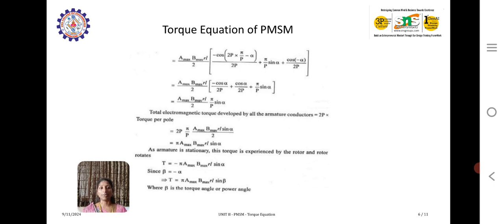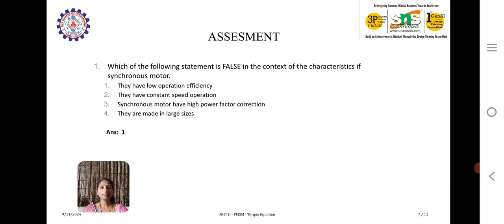If we substitute alpha by beta, with minus alpha, that beta is called the torque angle or power angle. In this video we have discussed the torque equation with respect to ampere conductor density and flux density.